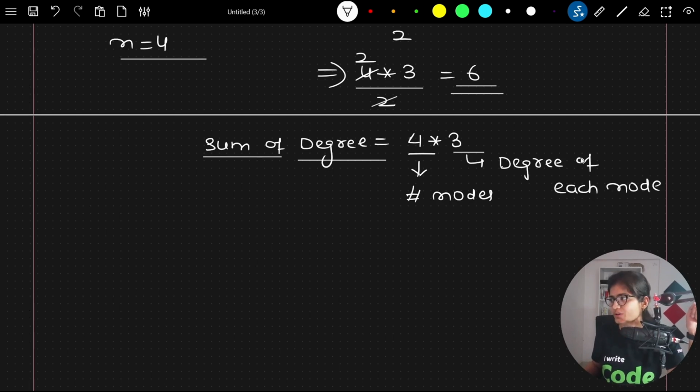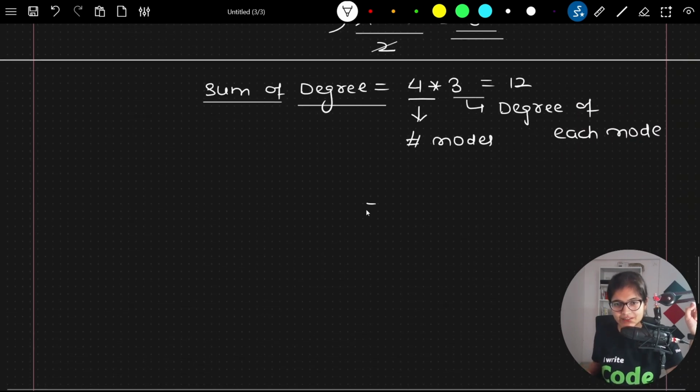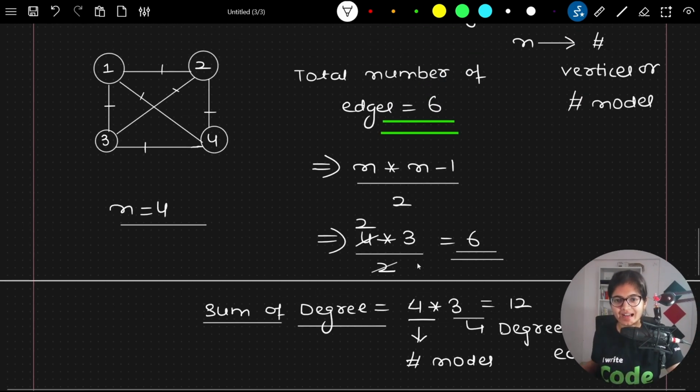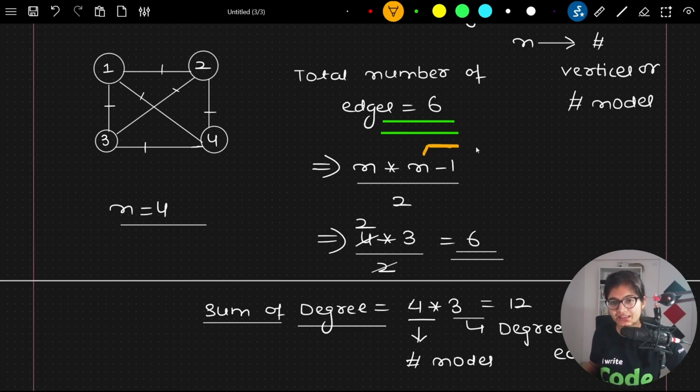So can we say that the sum of the degree will be equal to 12 here? Right? So what we are saying here is that it is nothing but n into n minus 1, because n is the number of nodes and n minus 1 is the degree of each and every node. In this formula, the numerator in a way indicates the sum of degrees.